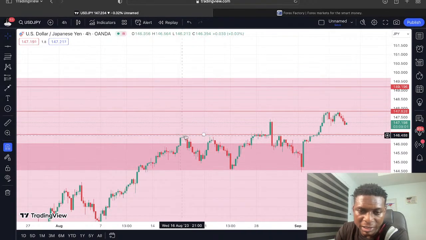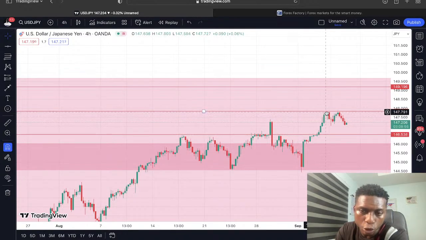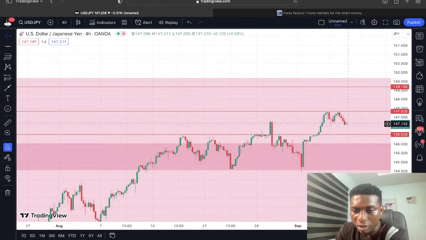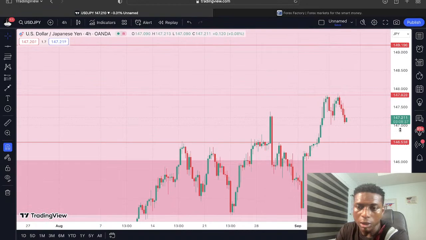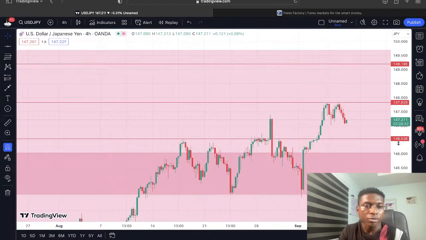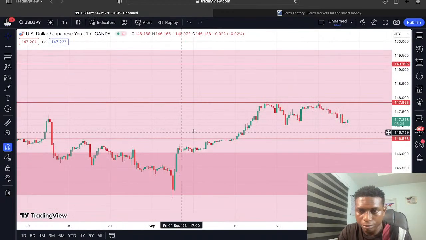So we can see here that the buyers pushed price up, and then price sold off at this level, went up again, then sold off at this level, and we can see that buy pressure is coming in on the 4 hours time frame. But of course you can't be sure if it's actually buy pressure coming in or just some price movement. So let's look at the 1 hour time frame.